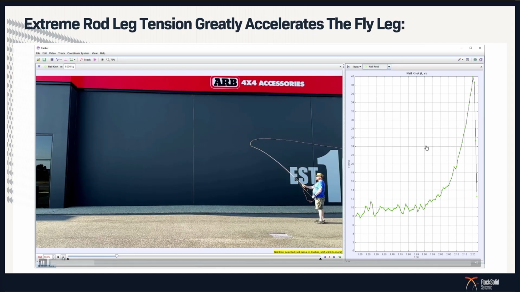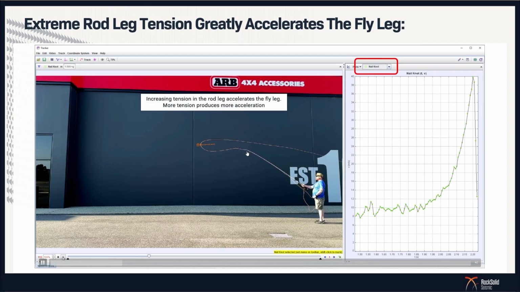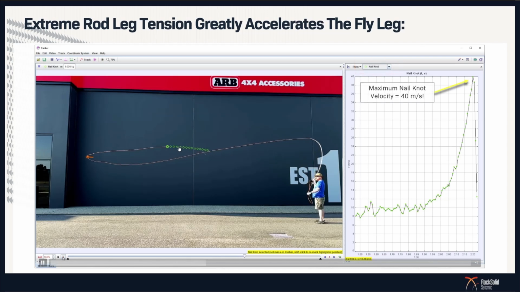Now here I'm rapidly pulling my rod tip back during this cast to add huge amounts of tension to the cast rather than just let things happen. I pull the rod tip back rapidly at this point here, which slows the loop nose but also rapidly increases this nail knot in this case, and it reaches 40 meters per second.